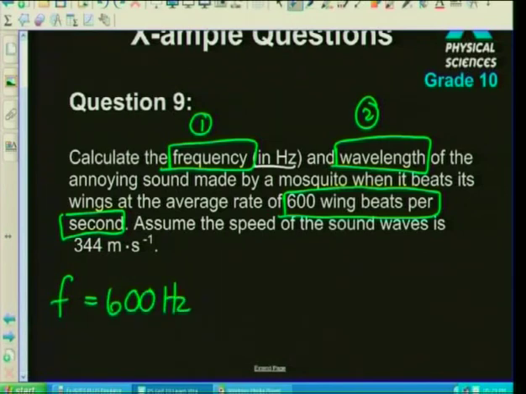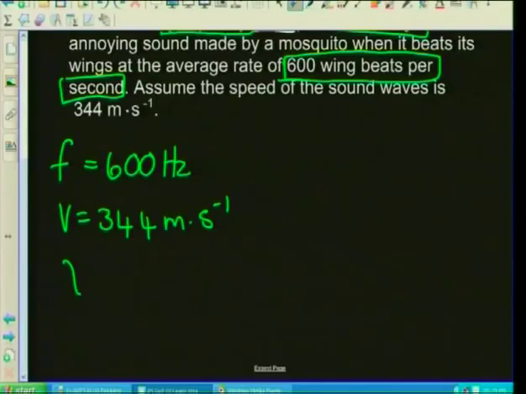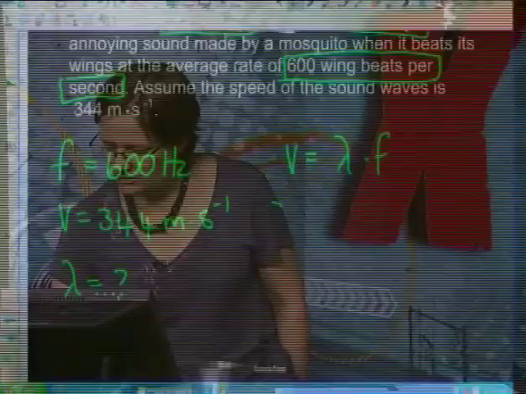600 hertz. You don't have to do anything else. Velocity, speed, 344 meters per second. Brilliant. What are they asking you for? Wavelength. So, speed is wavelength times frequency. You're welcome to manipulate the question first, but I don't suggest it.